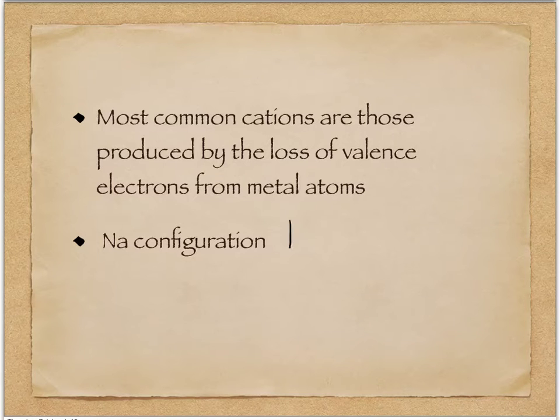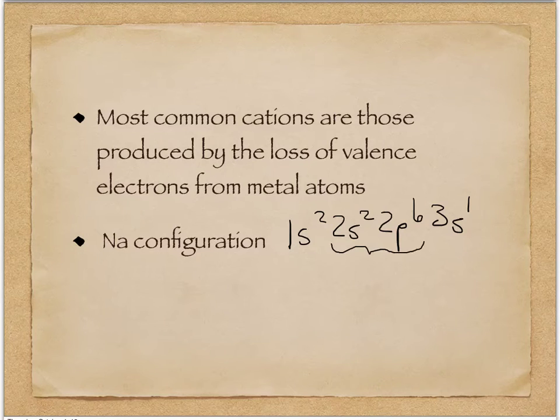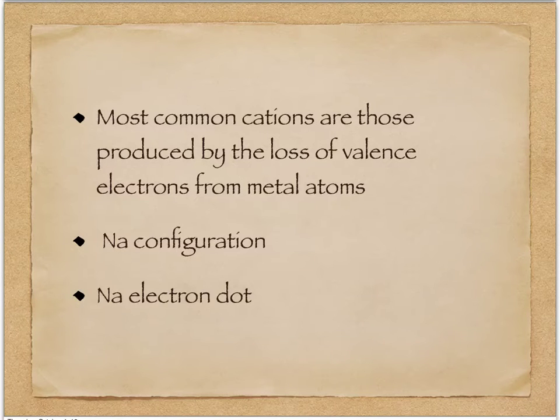Let's take a look one more time at the configuration: 1s2, 2s2, 2p6, 3s1. We're trying to get to that magic number of 8. If you have a full s and p sublevel, that's perfect. So sodium is saying, if I can get rid of this electron, I now have an outer level that's full, that has 8. That's what it's trying to do. It has 1 valence electron, so we just put 1 dot by it. That's our electron dot structure for sodium.